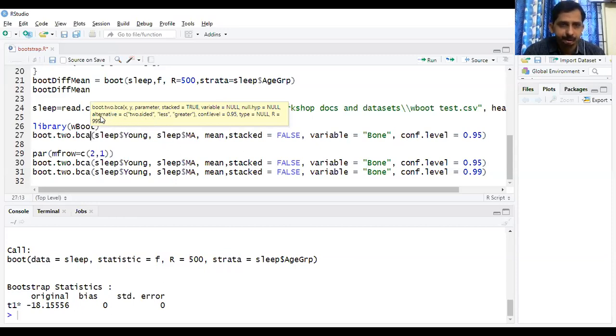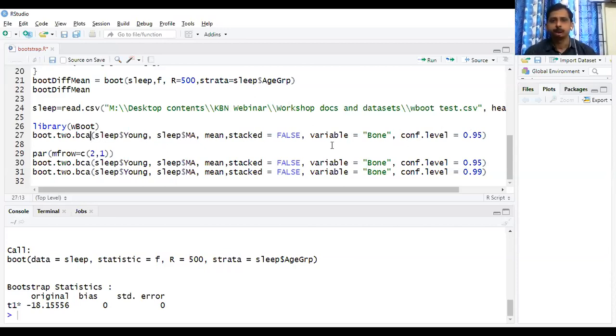You can define alternatives also: alternative equal to two-sided, less, or greater. All the things you can do in a general t-test, you can do here also. Most of the arguments are very similar, but you can also define resamples, from 999 maximum to 9,999. By default it will take around 100, and I can define that later.